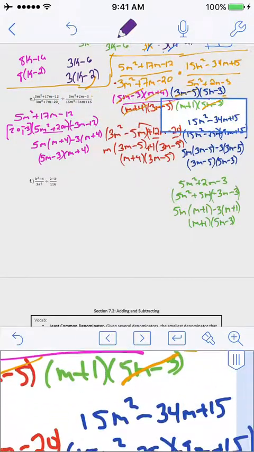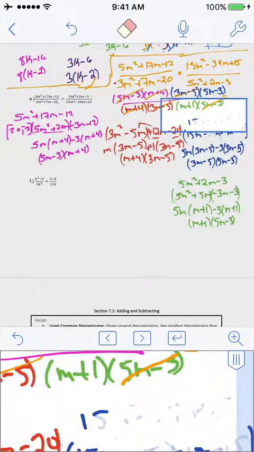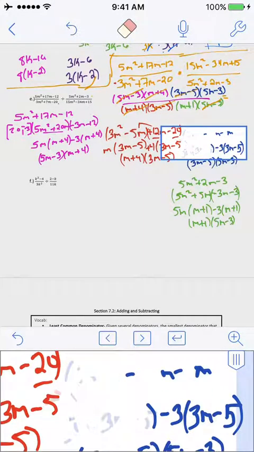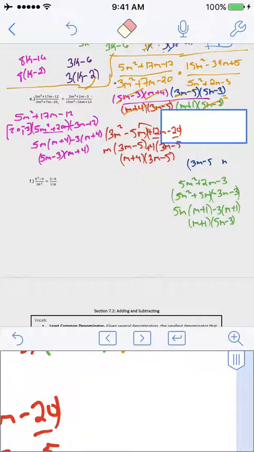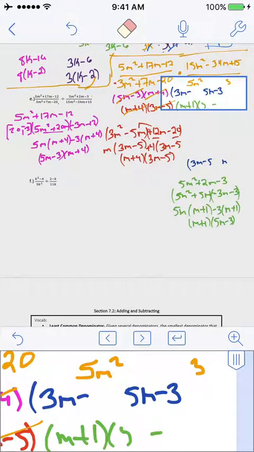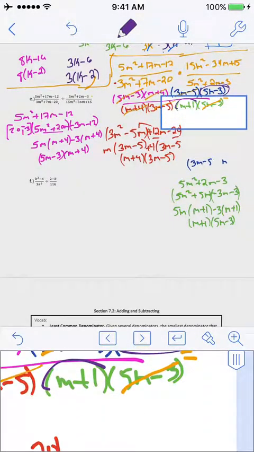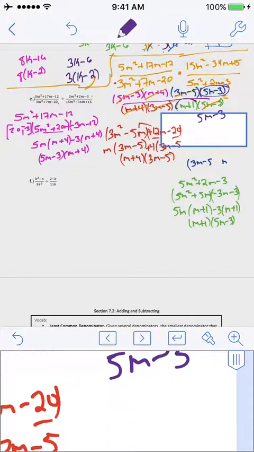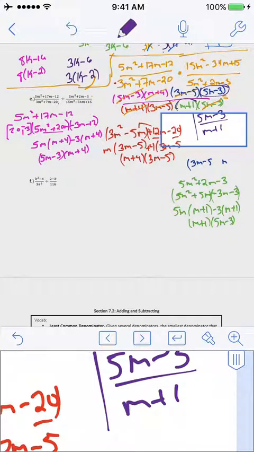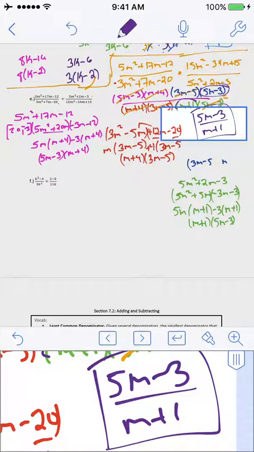And I'll just erase this blue part for a sec. Okay, so our final product is going to be this guy over this guy, which is 5m minus 3 over m plus 1. Nice and easy, right? Same 4 steps, right? So switch to a multiplication problem, simplify each of your numerators and denominators, cancel, find out what you have for a product. Very long problem, not complicated problem.